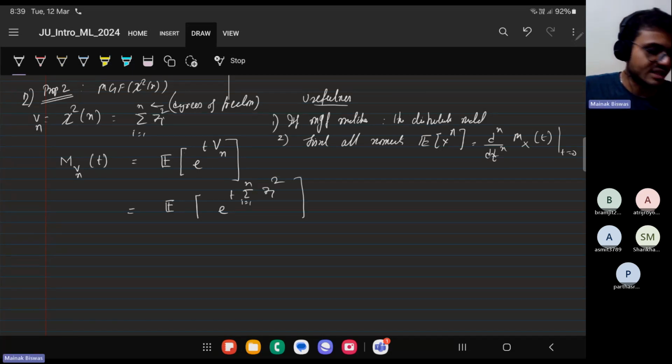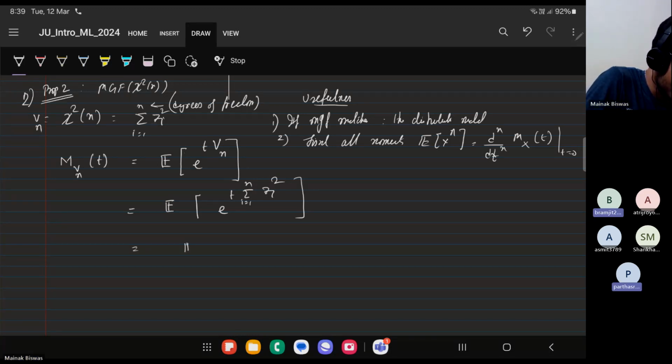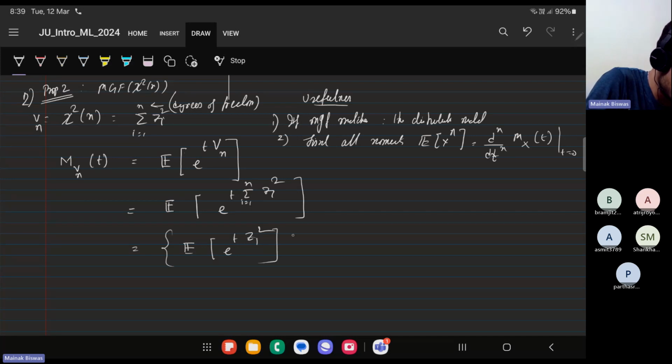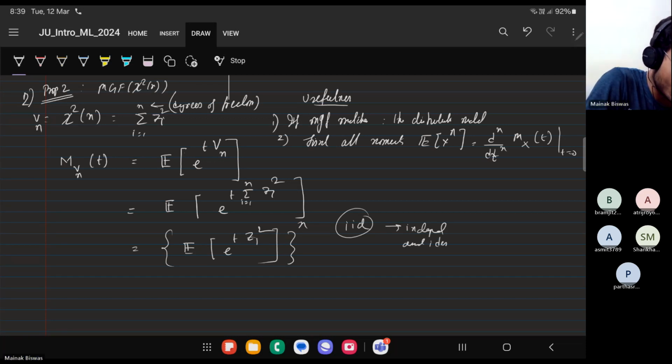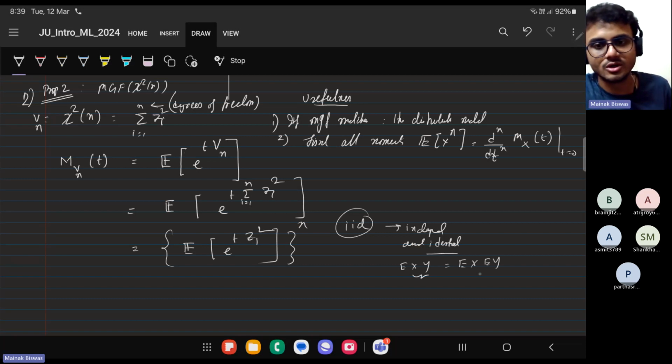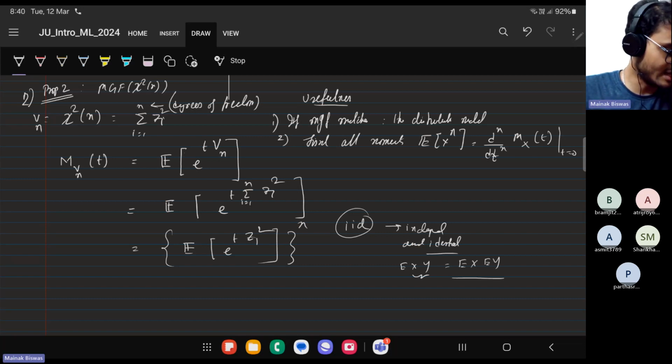Now then, what will I have? These are IIDs. How will that help me? Now I can split it into a series of products and take expectation individually. So you will get the expectation of e to the power t z1 squared, and you will get n terms of these because they are IID, independent and identical. The expected value of XY for independent variables is nothing but expected value of X into expected value of Y. We have shown this property before. And then we get the MGF, right? So this is my MGF.